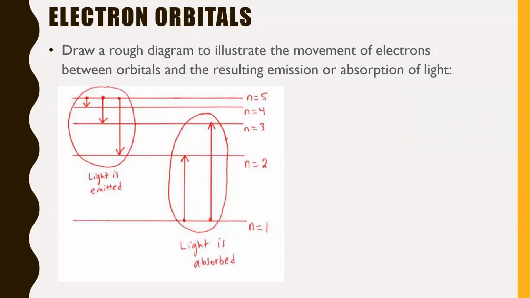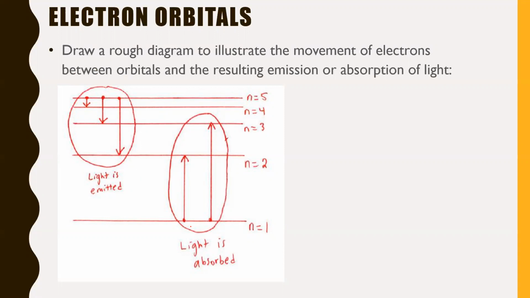First things first. On page 19, it says, draw a rough diagram to illustrate the movement of electrons between orbitals and the resulting emission or absorption of light. I'm not going to draw it on here. I just took my drawing from my answer key that I've got posted. Basically, remember, if electrons drop orbitals, going from a higher orbital, like up here, to a lower orbital, light is emitted. In other words, a photon gets released, and the energy of that photon is equal to the difference in the energy between these levels.